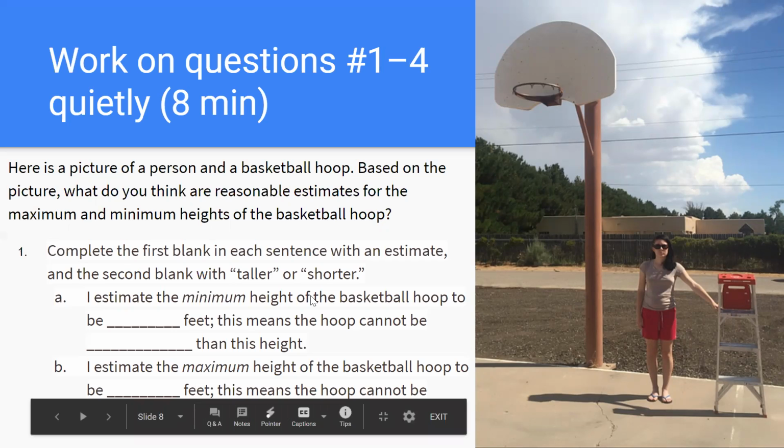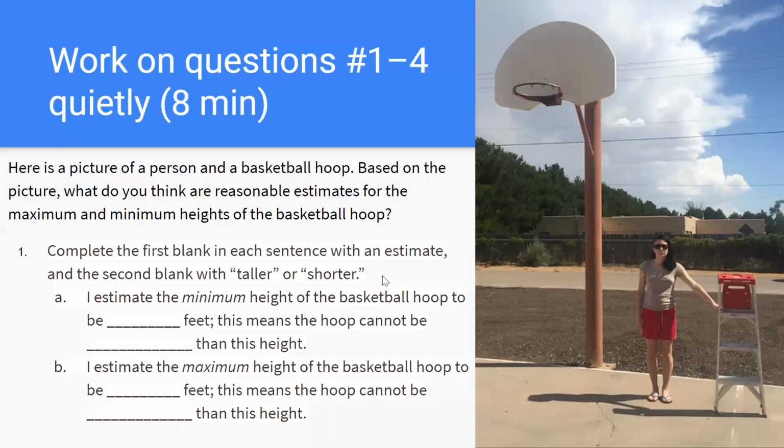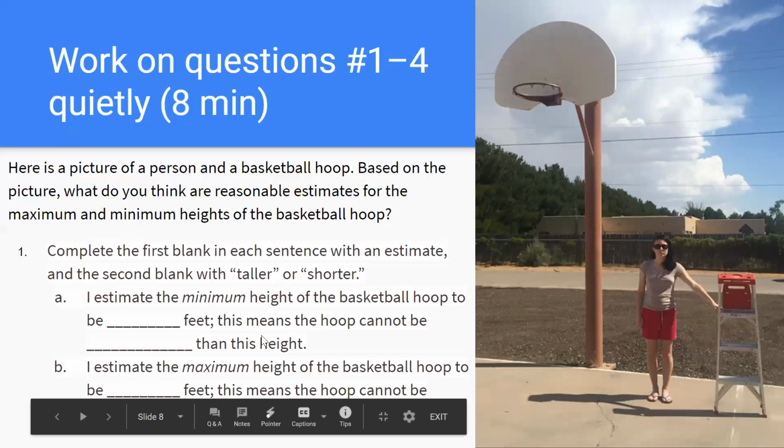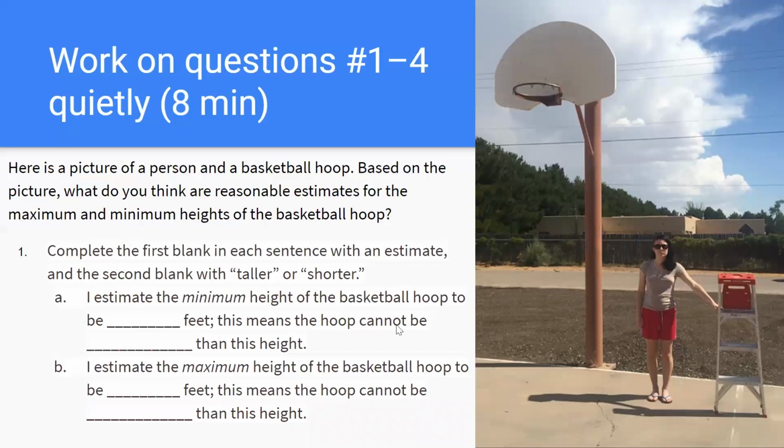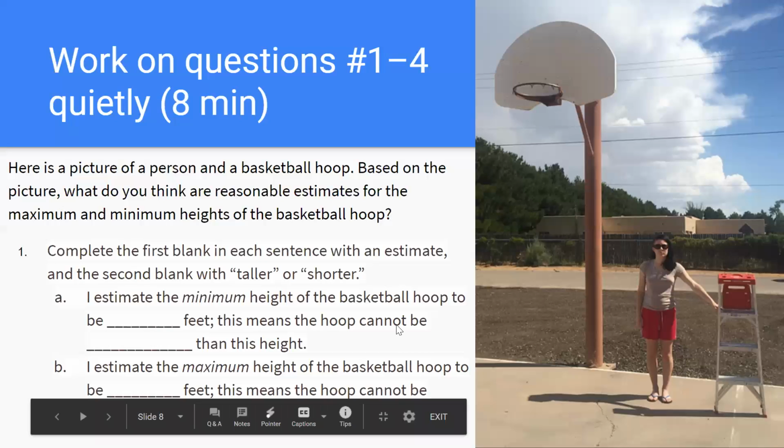So we're going to fill in these blanks here. We're going to complete the first blank in each sentence with an estimate, and the second blank with either taller or shorter. This is where vocabulary comes into play with math. Then A says, I estimate the minimum height of the basketball hoop to be blank. So minimum would be the shortest height that it could be.